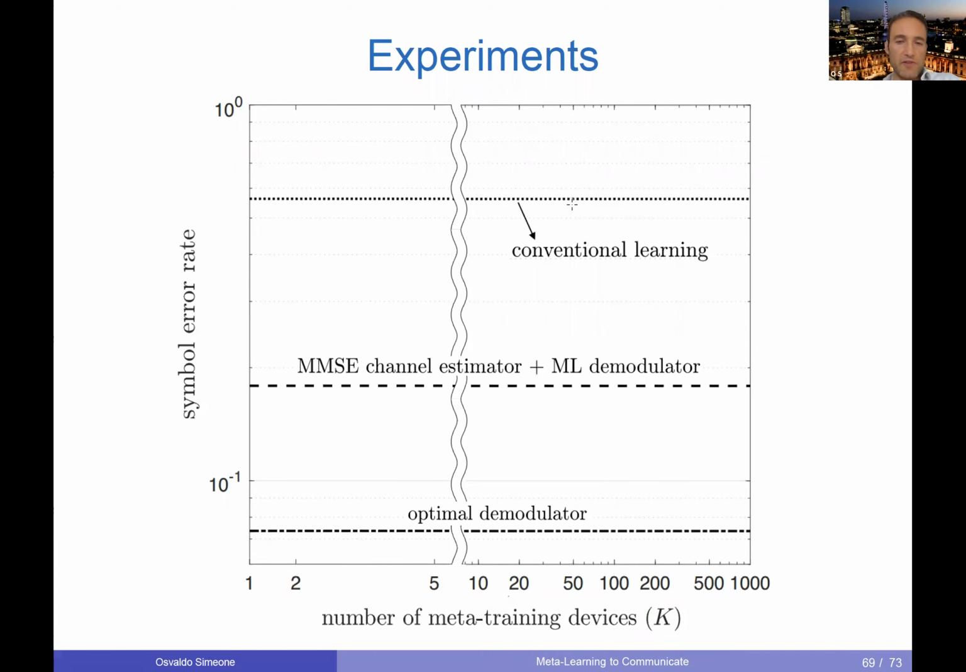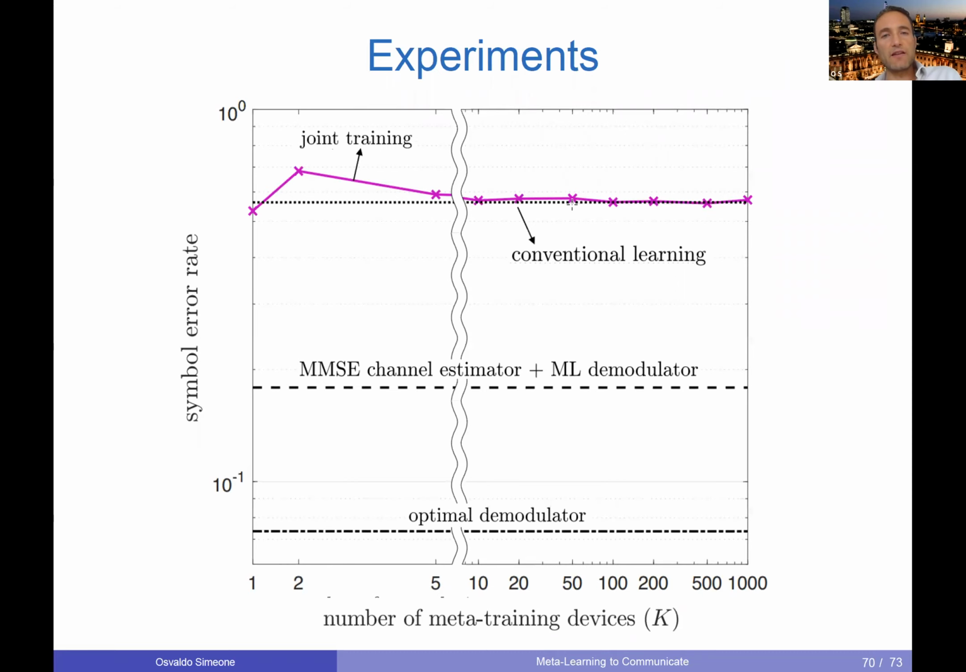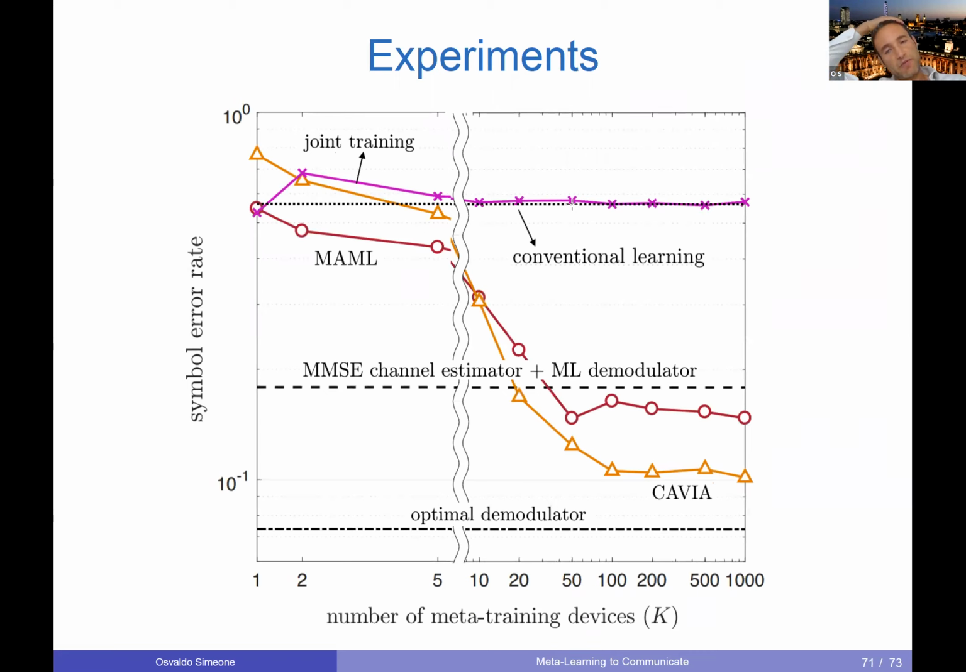And the reference curves are the same that we have seen before. Again, joint training fails for the reasons that I've explained. And here you see the performance with meta-learning, which indicates that, yes, you need to observe a sufficiently large number of meta-training devices before you can trust that the inductive bias that you have obtained would be biasing learning in a way that would improve over a random initialization and conventional learning. You see that we cross this line after we observe a certain number of meta-training devices.